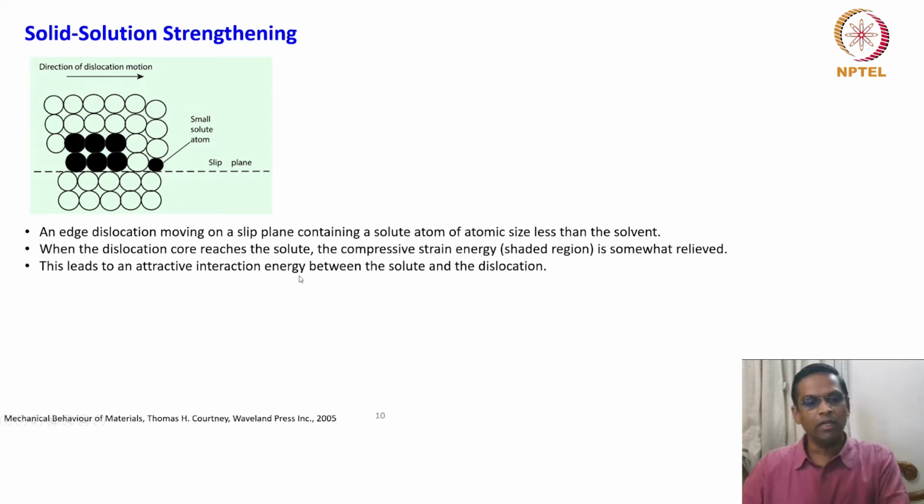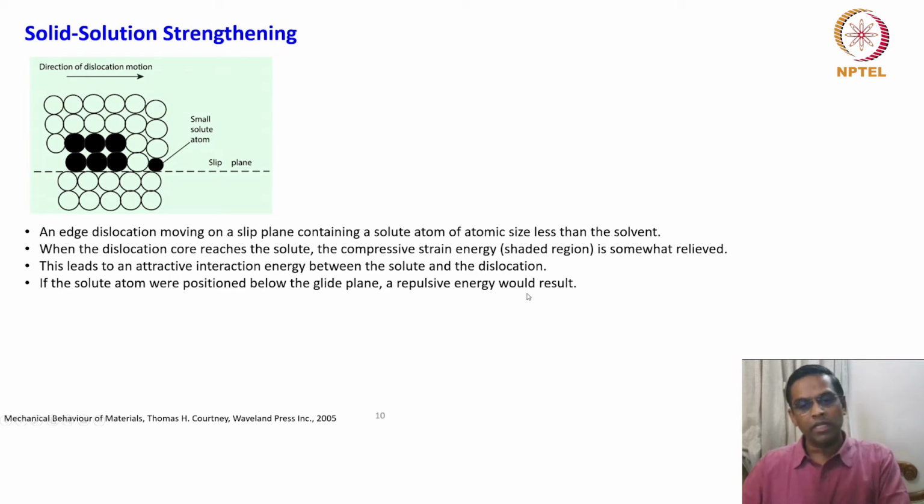This leads to an attractive interaction energy between the solute and the dislocation. This we have already seen. If the solute atom were positioned below the glide plane, a repulsive energy would result. Okay, so this scenario is quite interesting. Now, with a small solute atom, if the dislocation core is above the glide plane, then it becomes an attractive interaction energy. The same solute positioned below this is repulsive, because the stress field is quite different. It is tensile, hydrostatic tension, right? It's repulsive.